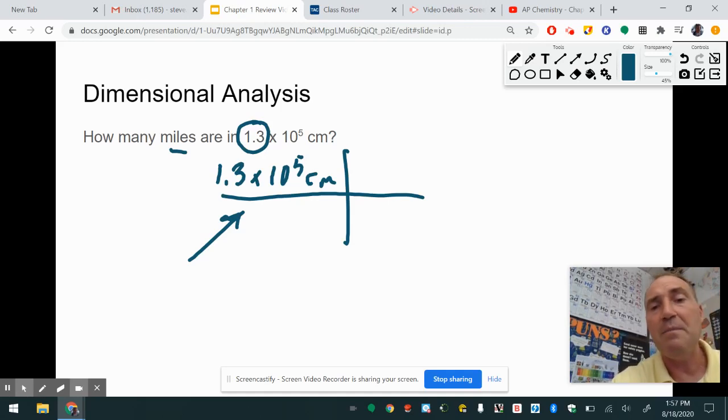So anyways, let me get this to something that I know. I don't know how many centimeters are in a mile, but I do know how many centimeters are in an inch.